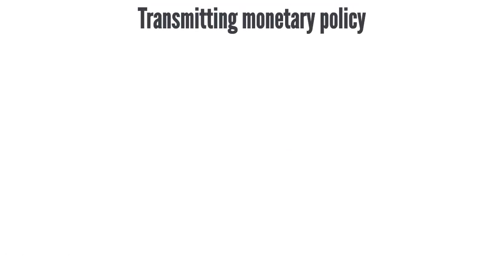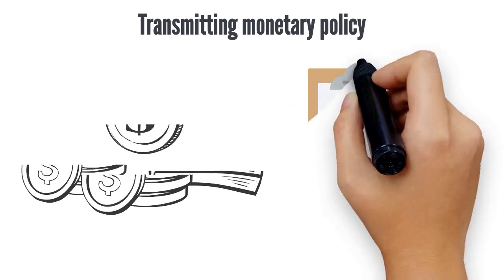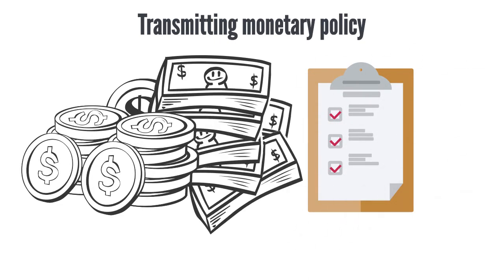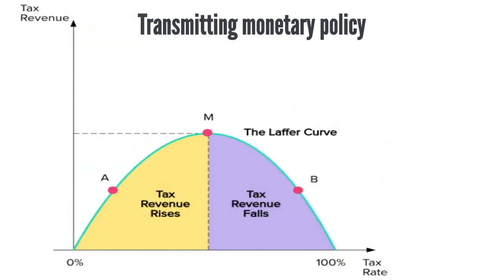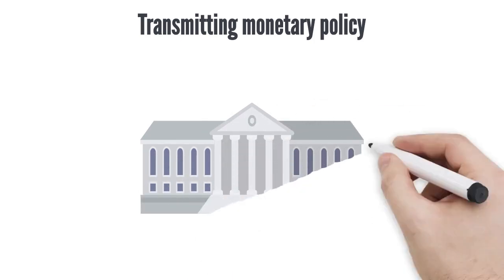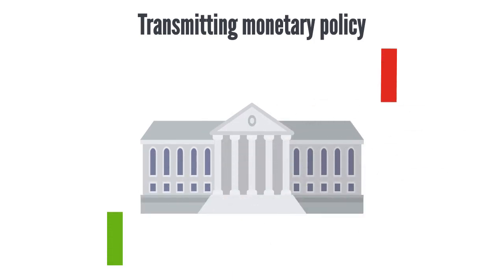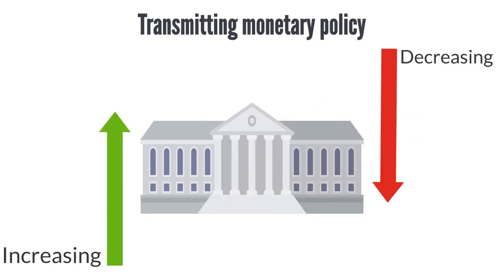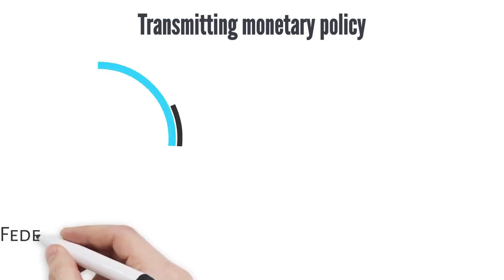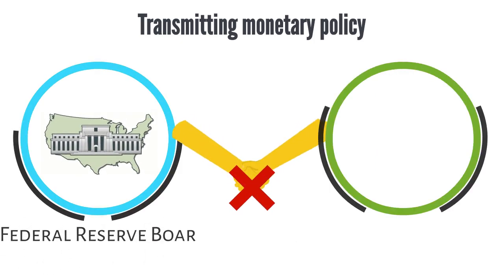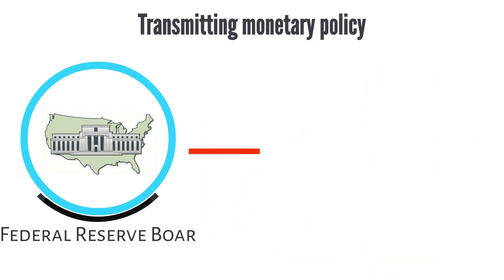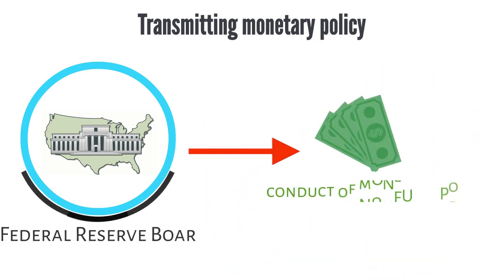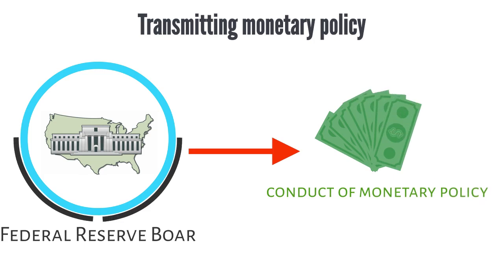Transmitting monetary policy. Fiscal policy involves the use of tax and spending policies by the government. The Laffer curve is the relationship between tax rates and tax revenue. The government uses banks to express its monetary policy by increasing or decreasing the reserve requirements of the banks. The Federal Reserve Bank does not participate directly in formulating U.S. fiscal policy. The Federal Reserve System is responsible for the conduct of monetary policy.